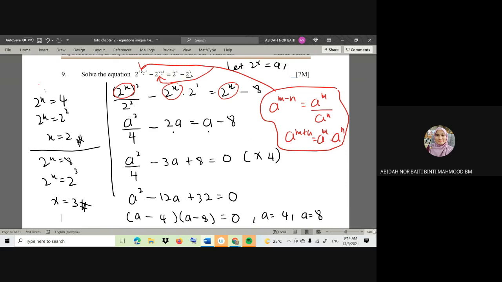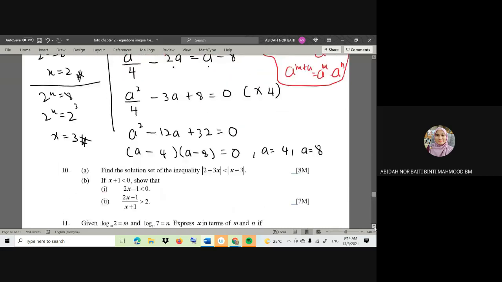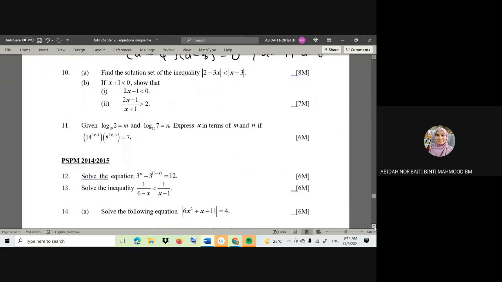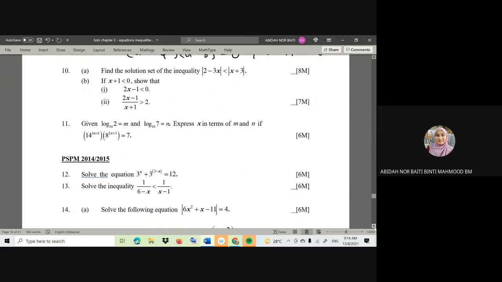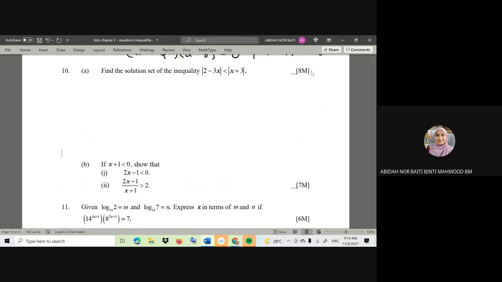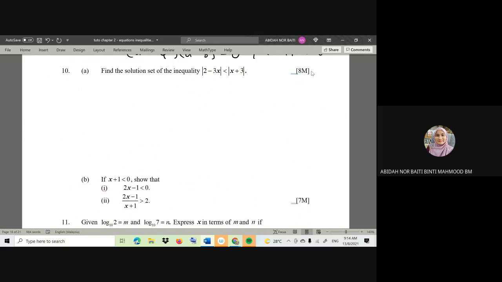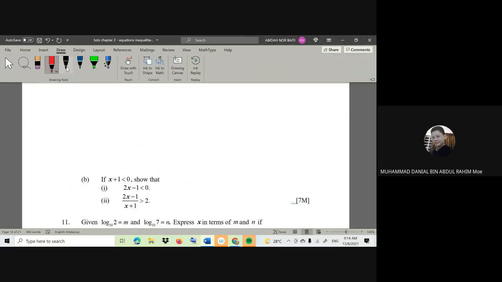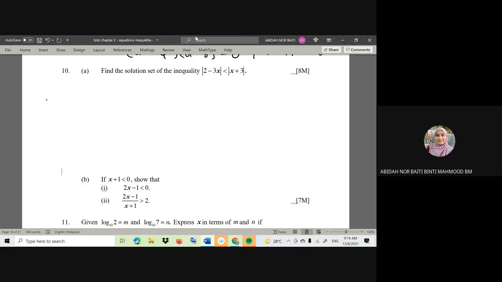Okay, now is number 10. So number 10A pakai apa number 10A tu? Number 10A kamu guna apa? What method we use if we have modulus both sides? Squaring. Yes, SBS saja, ya. SBS saja sebab kita nampak ni ada modulus both sides, so we use SBS. Okay, and then expand saja.